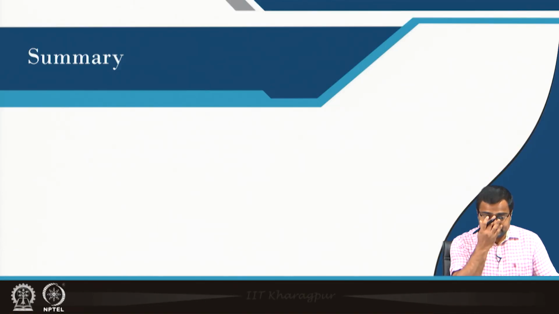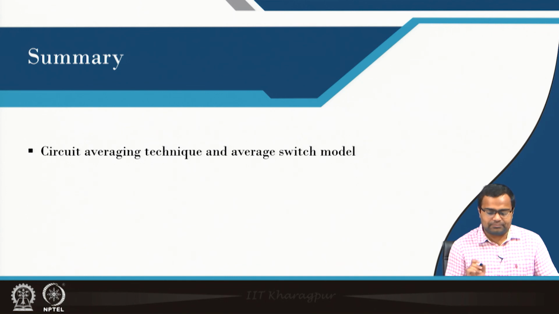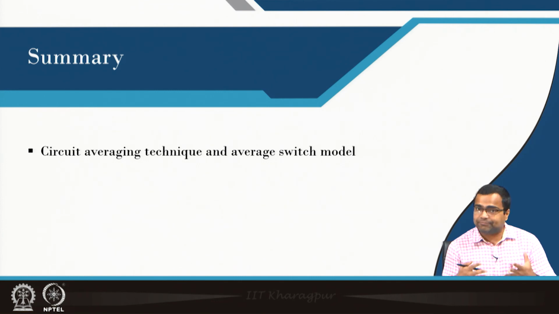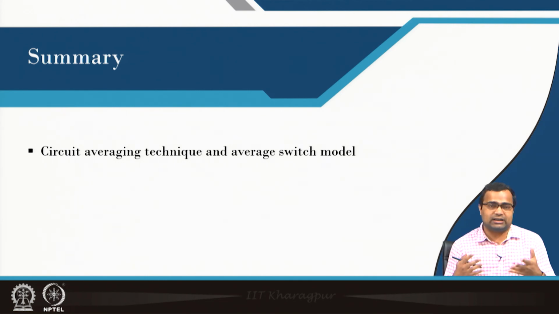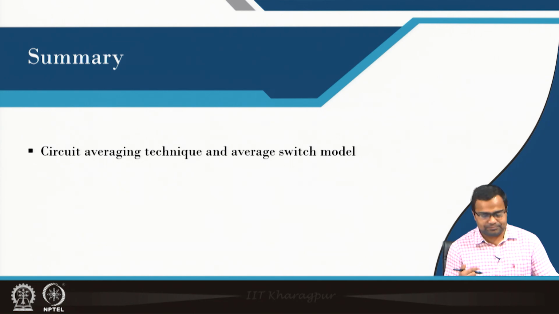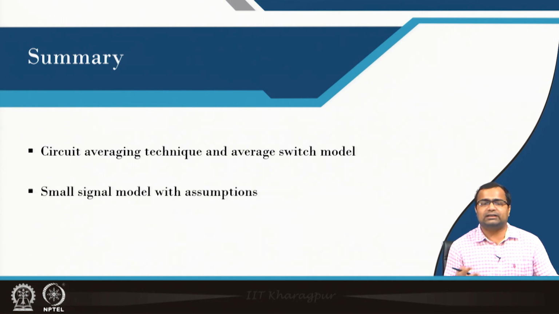So, in this lecture we have discussed the circuit averaging technique, of which there are two approaches. One, we can obtain the equivalent circuit by averaging the waveform over a periodic cycle, and the second approach, we can obtain the equivalent circuit by applying the average switch model, like the three terminal switch model. And we saw that both techniques result in the same equivalent circuit.